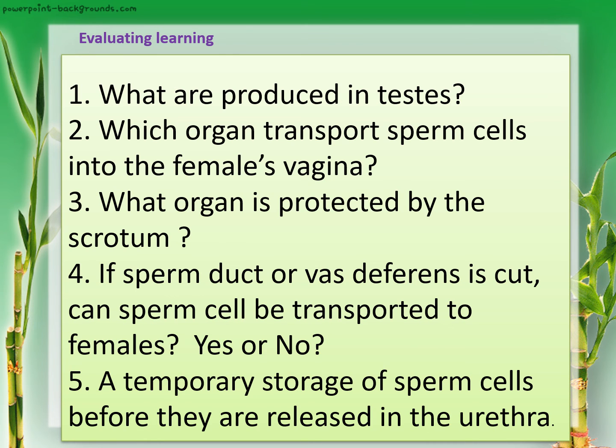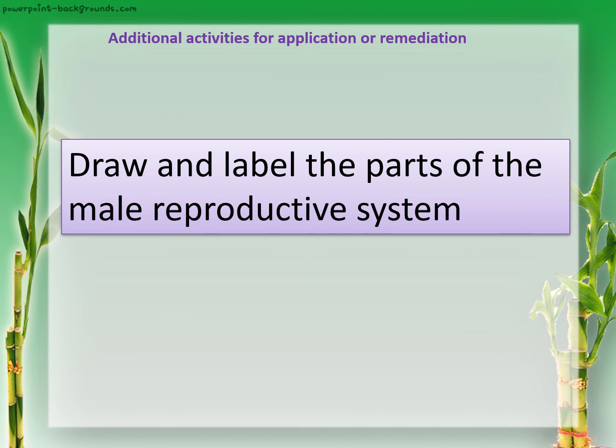So, evaluating learning: What is produced in the testes? Which organ transports sperm cells into the female vagina? What organ is protected by the scrotum? If the sperm duct or vas deferens is cut, can sperm cells be transported to the female? A temporary storage of sperm cells before they are released into the urethra. Draw and label the parts of the male reproductive system.